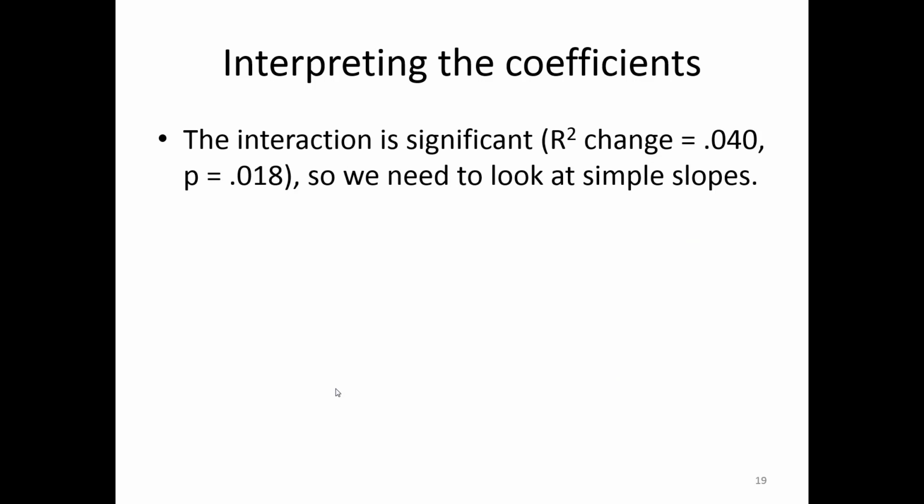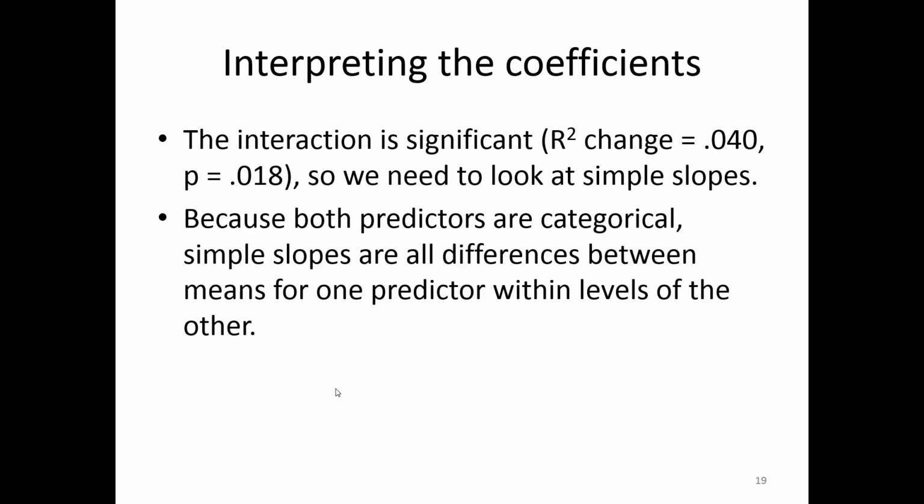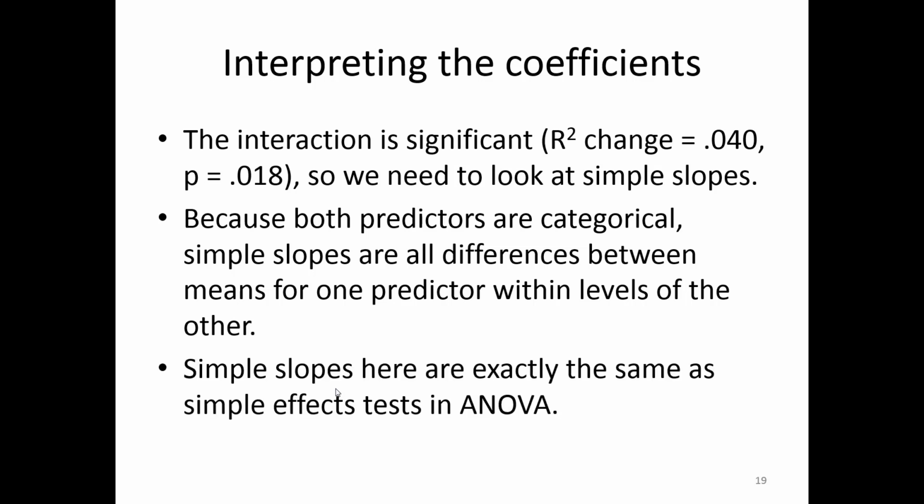So the interaction is significant. Our R-squared change equals 0.040, p equals 0.018. So we need to look at the simple slopes. Because both predictors are categorical, the simple slopes are all just differences between means for one predictor within the levels of the other. So simple slopes here are exactly the same as simple effects tests in ANOVA.